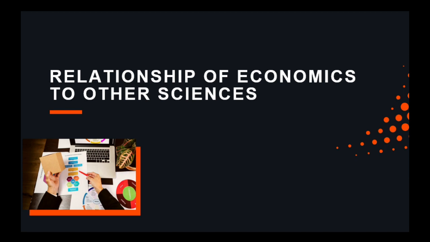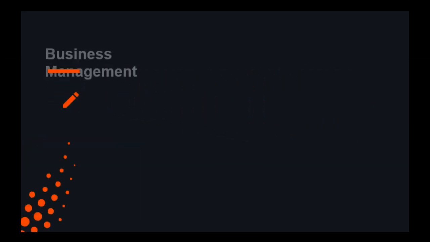So economics is considered the queen of all sciences because it covers almost every activity of an individual in relation to society. Because of its multifarious applications, various sciences are closely related to its studies. First, we have business management.